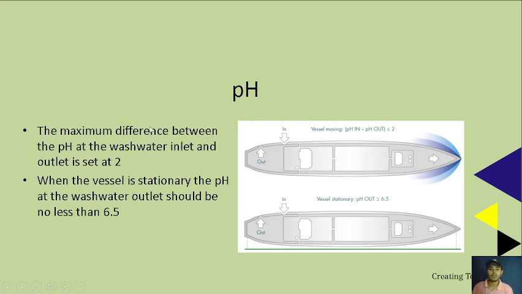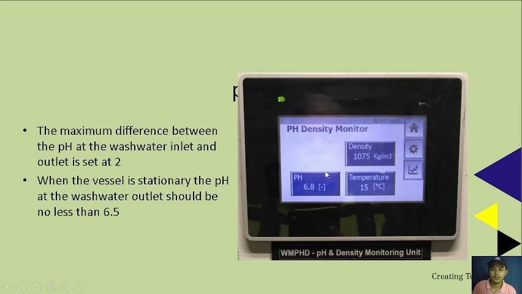Okay, pH. The maximum difference between the pH of the wash water inlet and outlet is set at 2. When the vessel is stationary, the pH at the wash water outlet should be no less than 6.5. So this is another pH and density monitor unit on board ships. We have the temperature, density, and the pH. It should be not less than 6.5. So 6.8 is good. Not less than 6.5, not too acidic.